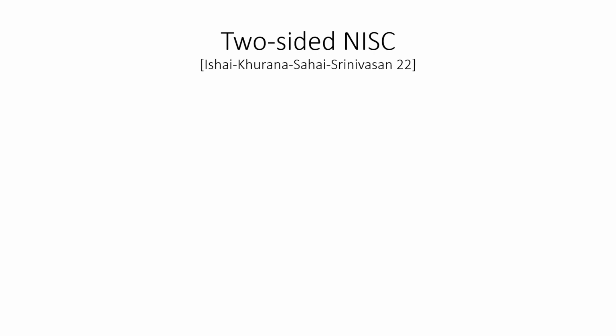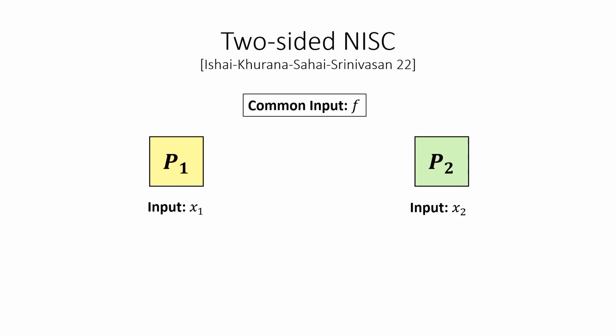Okay. So here are some more results beyond just reusable NISC. Here we consider the problem of two-sided NISC. Here you have two parties, P1, P2. And unlike the previous setting, in this setting, both P1 and P2 would like to learn f of x1, x2.